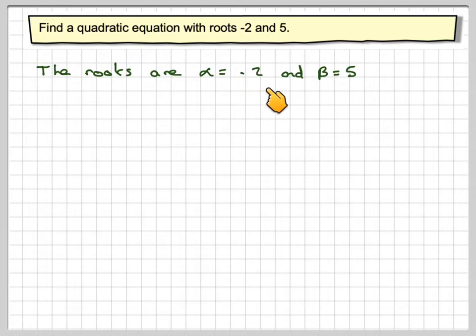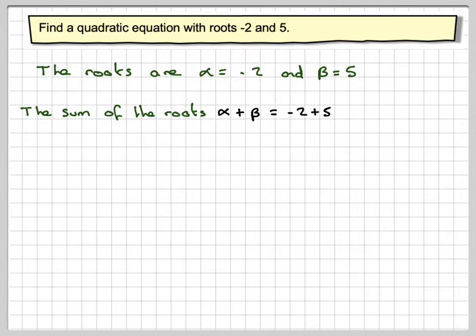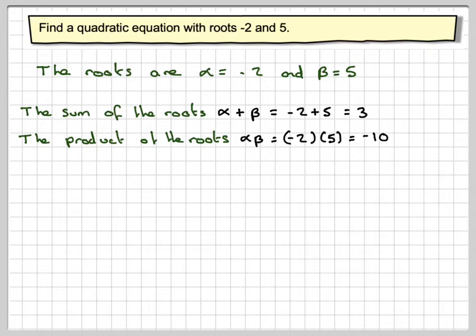alpha is equal to -2 and beta is equal to 5, we get that the sum of the roots, alpha plus beta, will be -2 plus 5, which gives 3, and we get the product of the roots, alpha beta, which is going to be -2 times 5, which is -10.